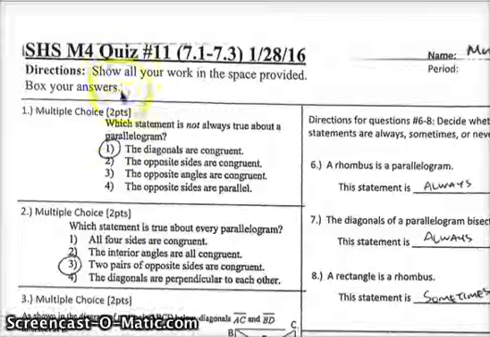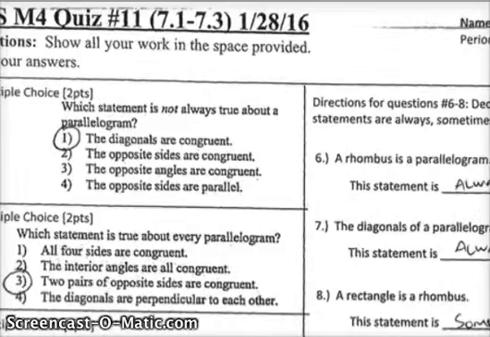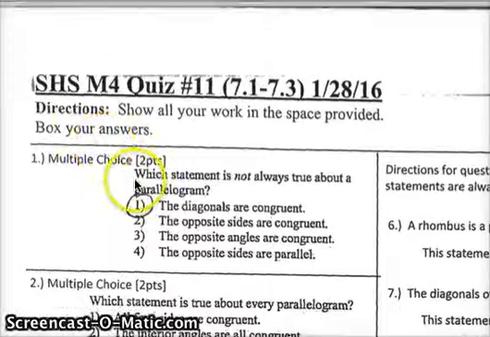These are the quiz corrections for quiz number 11. Question number 1. Multiple choice. Which statement is not always true about a parallelogram? So you're just looking at all your properties. And of your properties there, the diagonals are not congruent. The diagonals are not congruent because that's a rectangle. Does that make sense? The other three properties here, 2, 3, and 4, are specifically about a parallelogram.